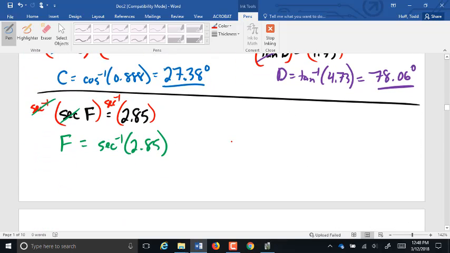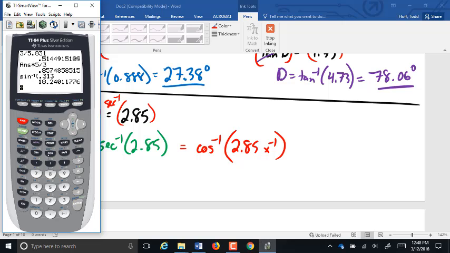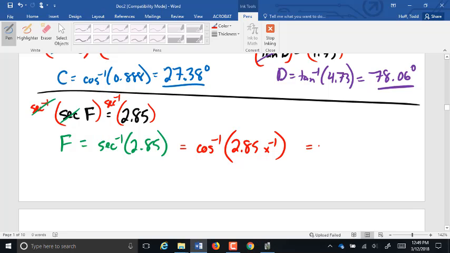So what we're really doing here is we're taking the 2.85, doing an x negative 1, and then we are inversing that cosine. So on our calculator, you do the inverse cosine, you type in the 2.85, but instead of closing the parentheses before you do the x negative 1, now you do the x negative 1 inside the parentheses. You get 69.46.